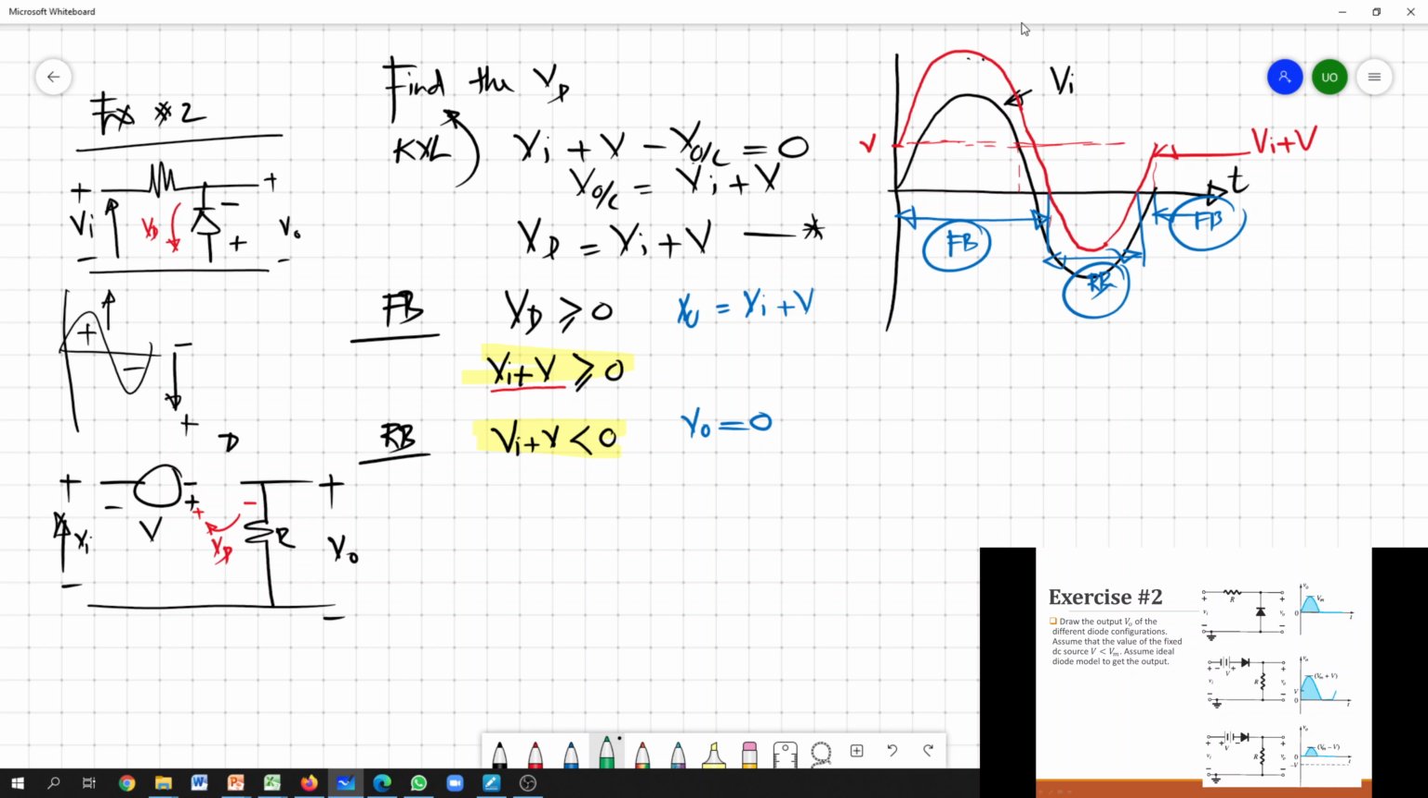So based on this we can draw the output. When it's forward bias, your output follows your Vi plus V. Once this diode is reverse bias, your output is 0. During this block it's 0. So the rest just follows Vi plus V. So then this is the output.